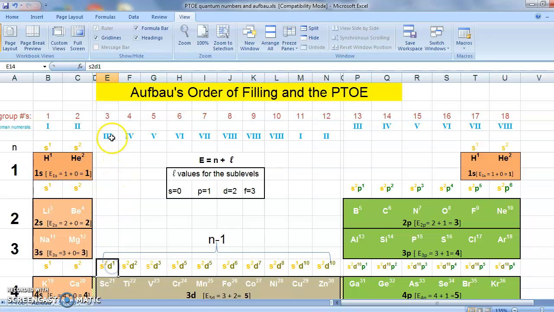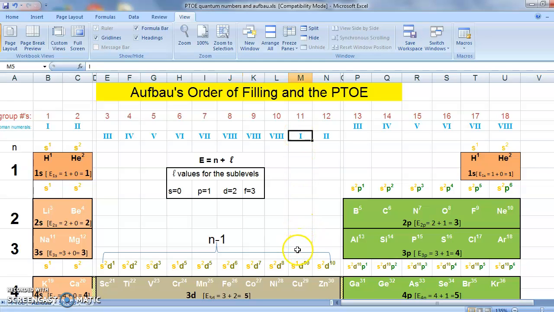2 and 1 is 3. 2 and 2 is 4. 2 and 3 is 5. 1 and 5 is 6. 2 and 5 is 7. These three are all behaving the same. 2 and 6 is 8. But cobalt behaves like that guy. Cobalt behaves like iron. Iron gets the 8. Nickel behaves like cobalt and iron. It gets the 8. And then they go back to 1 here.